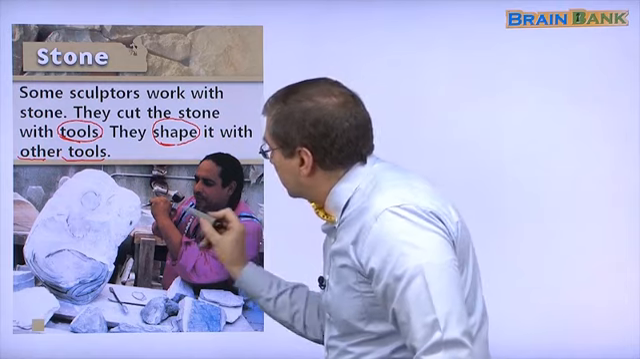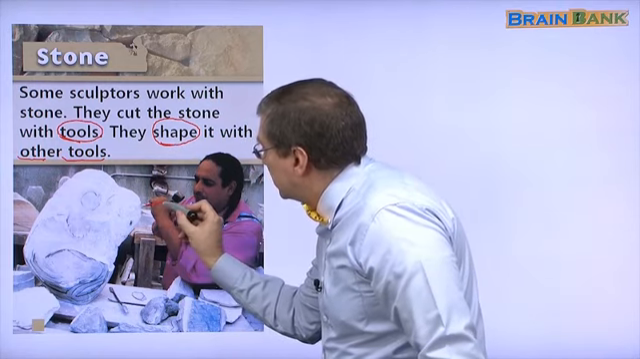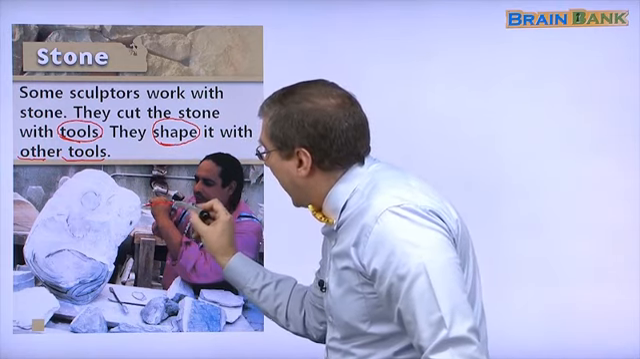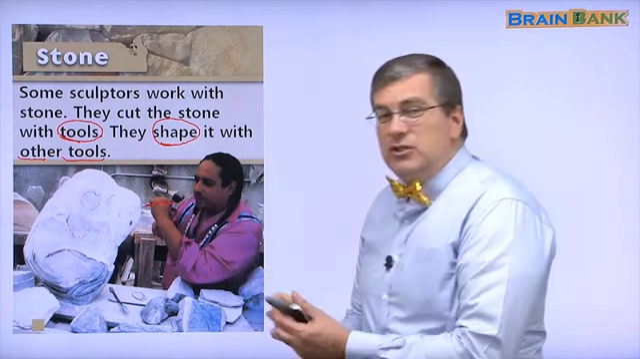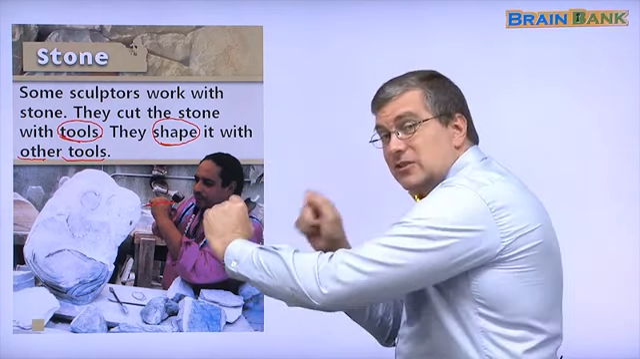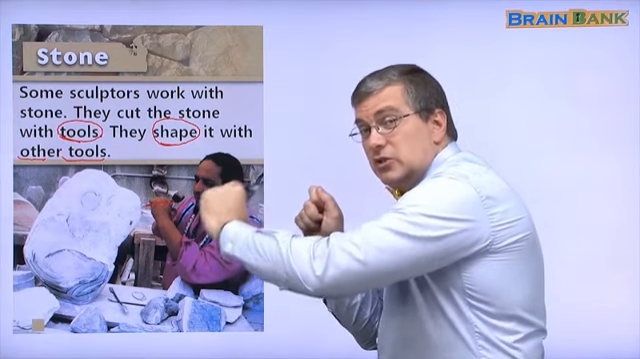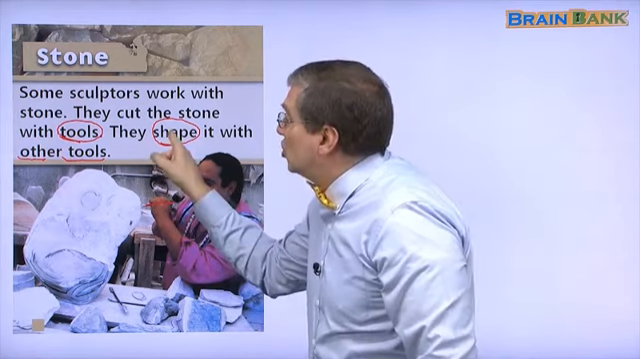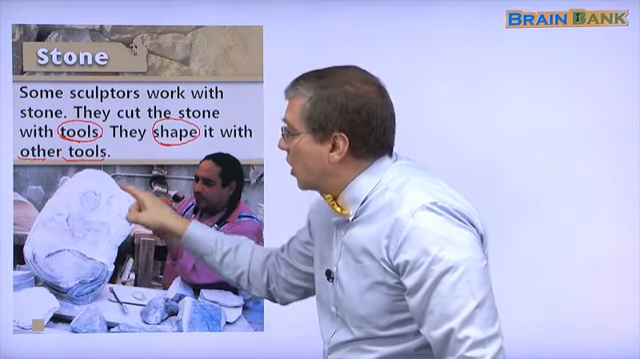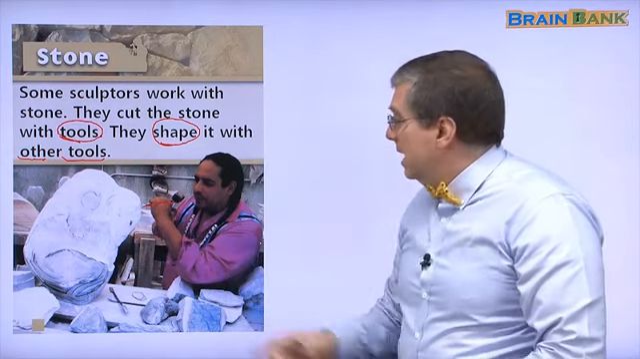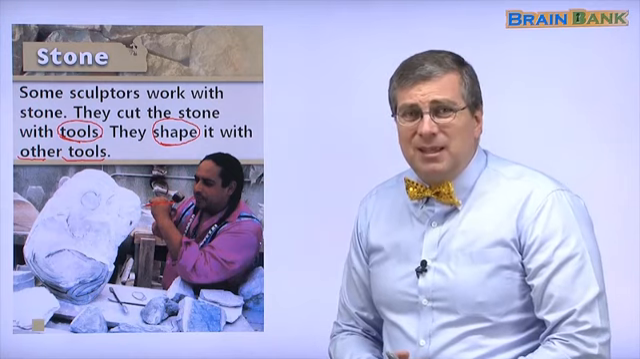So what is he doing? He has a stone chisel and he's using a hammer here. So he's using a stone hammer and a stone chisel, stone hammer, stone chisel, to shape this stone into something. Do we know what he's making?